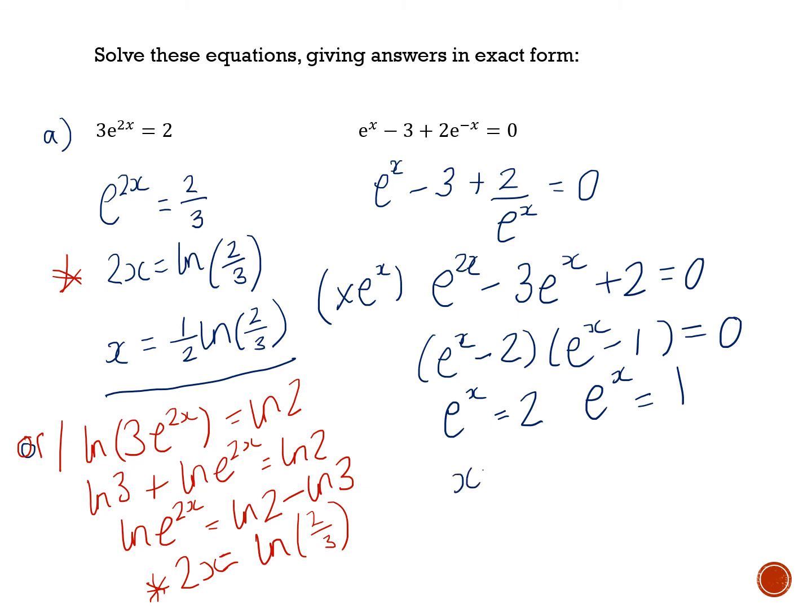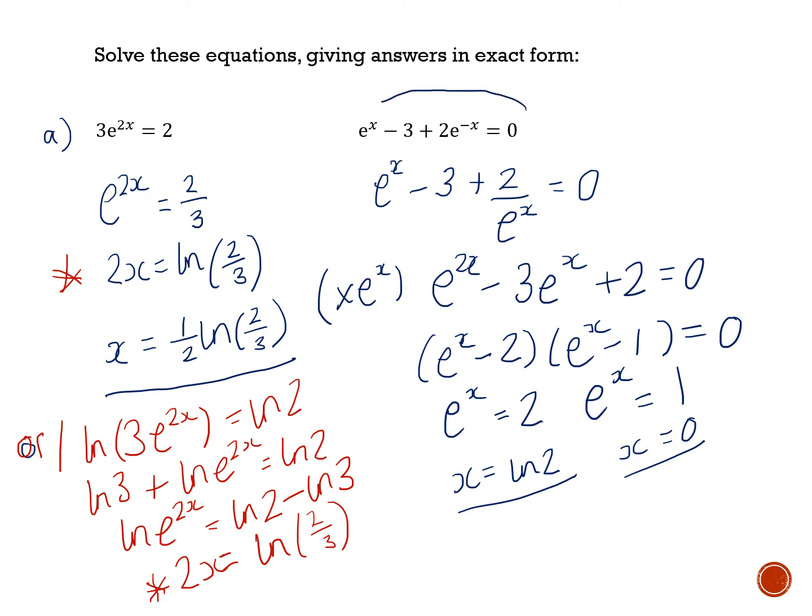This one gives me x equals ln 2, leave it in exact form. This one here, x equals ln 1, you can put it in your calculator if you want. Ln of 1 is 0, that's where it goes through the axis. Think about why that makes sense: e to the power 0 equals 1. So we get two answers for that one.